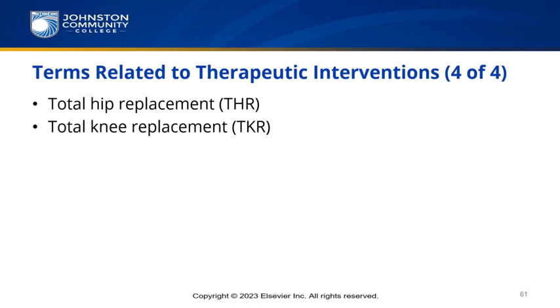So here we have a total hip replacement, which is the replacement of a patient's natural femoral head and the acetabulum of the hip with either plastic or metal appliances. Then we also have a total knee replacement, which involves the replacement of the entire knee joint, either unilaterally, meaning on one side, or bilaterally, both sides.